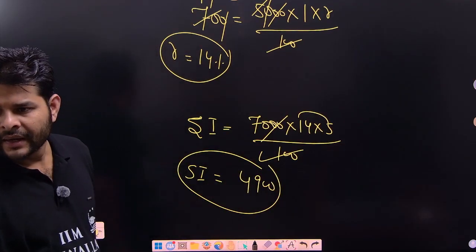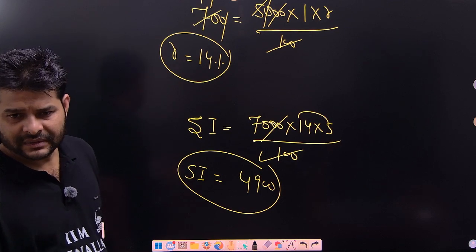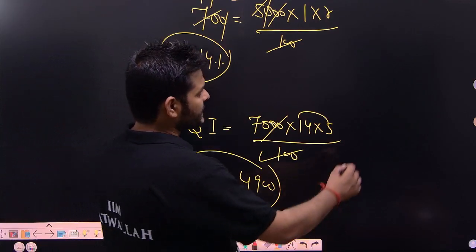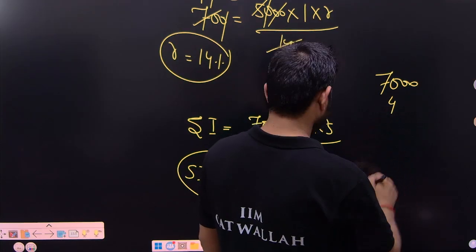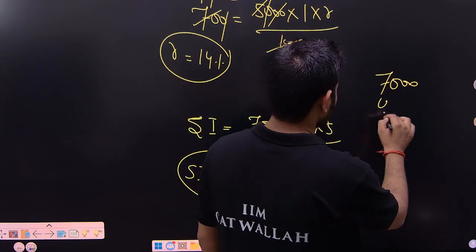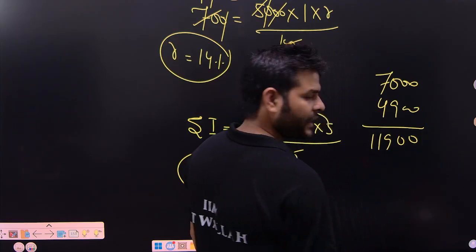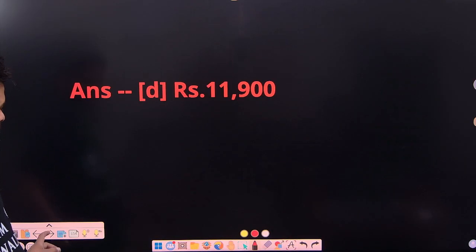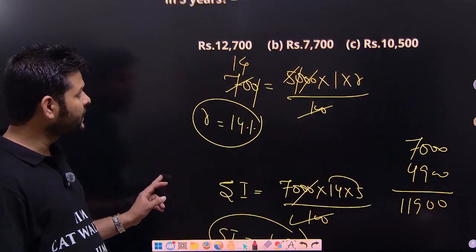Got it? And we have been asked for the amount. Amount means principal plus interest. So the principal we had was 7,000, and with this, the answer would be 11,900. Got the answer? Okay. Let's move on to question number 7.